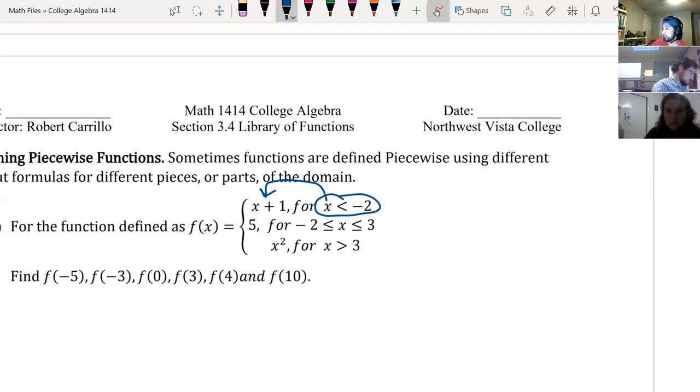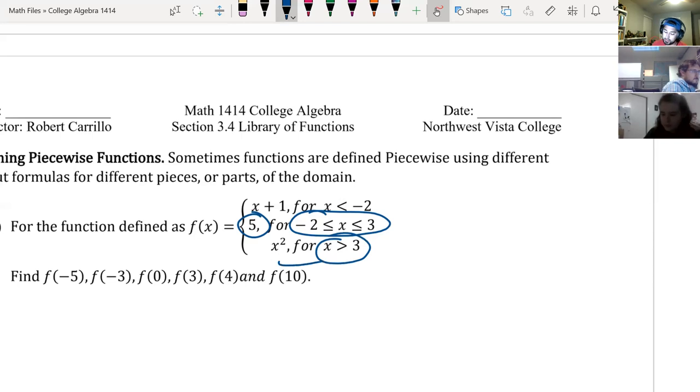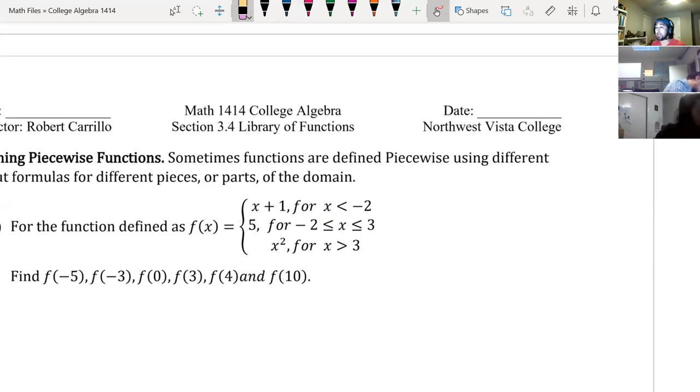So in order to use the first output, all your x values must be less than negative 2. And then, in order to use the second output, any x value given must be between negative 2 and 3. So if they give us an x value and it's between negative 2 and 3, we get to use the second output. And then for the third one, if your x values are greater than 3, then we get to use the third output for this piecewise function. So the next example is just learning how to take an x value, find out where it fits in the piecewise function, and then take that x value and plug it into the correct output.